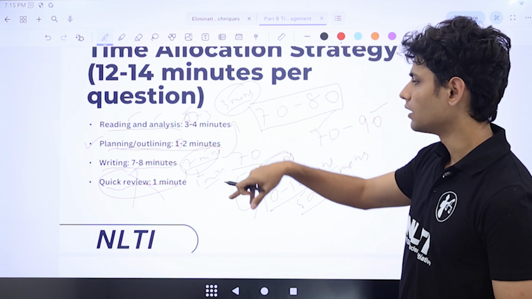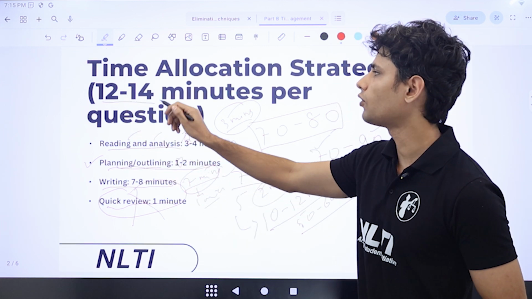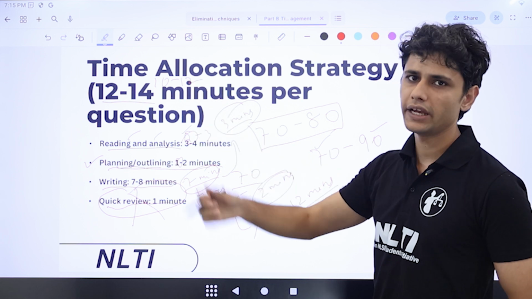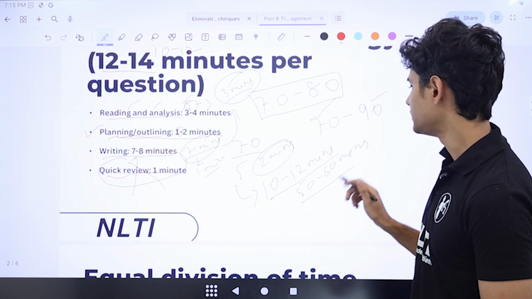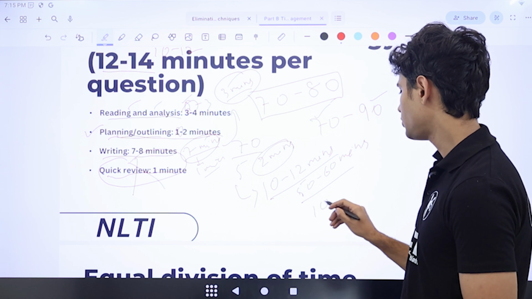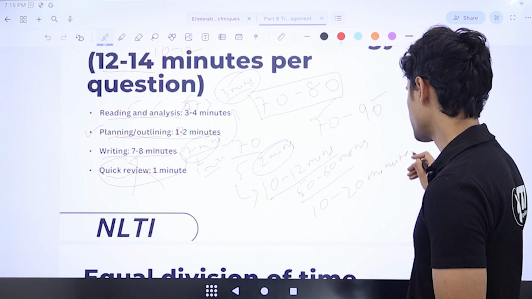So this is how on an average your time division should look like. So instead of 12 to 14 minutes, read it as 10 to 12 minutes that you can give to every answer. Then that leaves us with the essay. I think you'll have about anywhere between 10 to 20 minutes to finish your essay, which again is sufficient time to finish your essay writing.